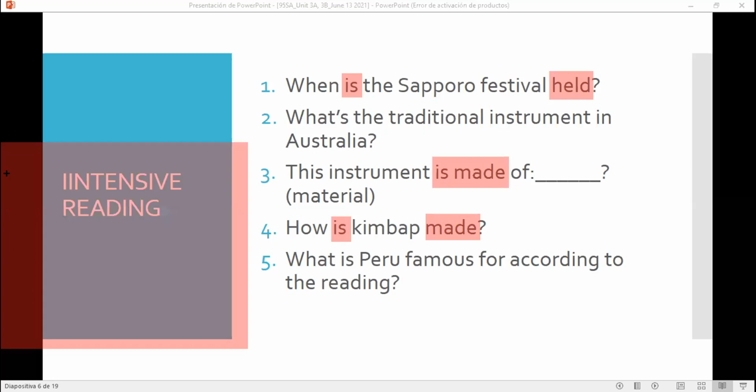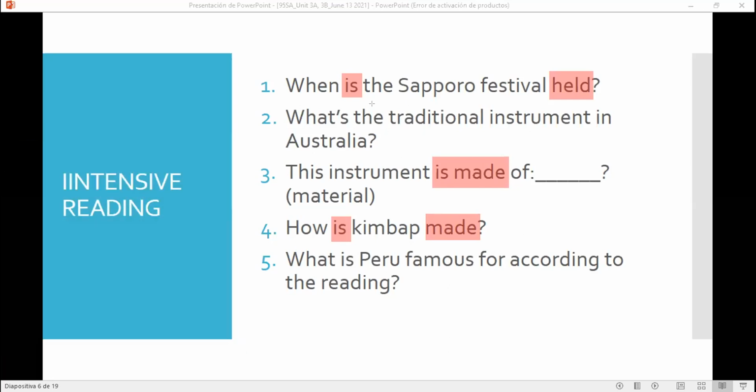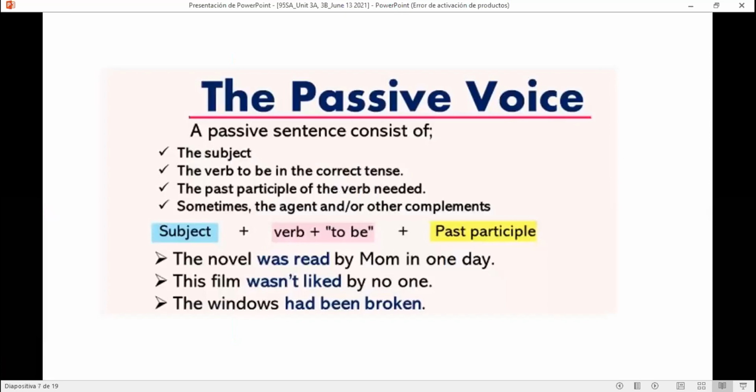Let's guess. Tenemos aquí un tiempo que a algunos de ustedes les dio un poco de dolor de cabeza el semestre pasado. And we're talking about the passive voice, guys. Vamos a hablar nuevamente de la voz pasiva. El semestre anterior ustedes vieron voz pasiva en el pasado y en el presente. Hoy nos vamos a enfocar únicamente en el tiempo presente. Okay, so here we have the passive voice.